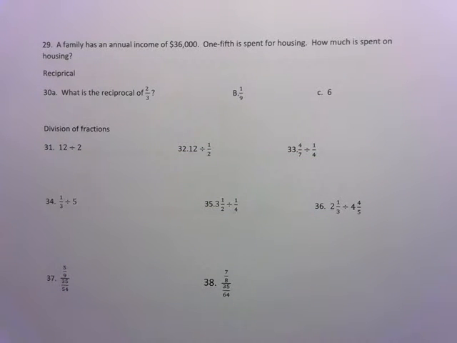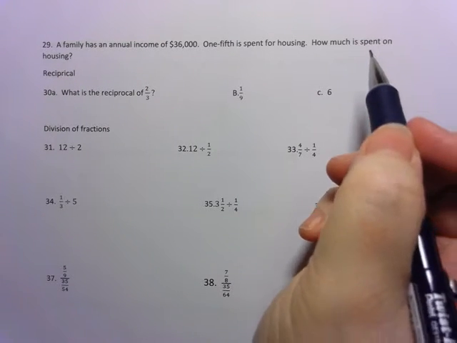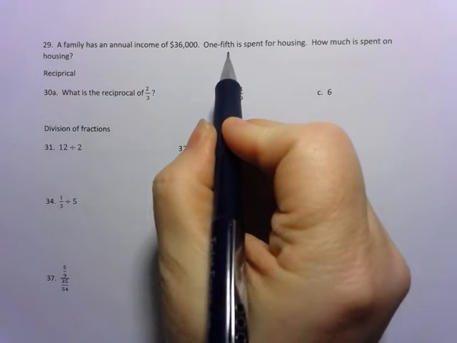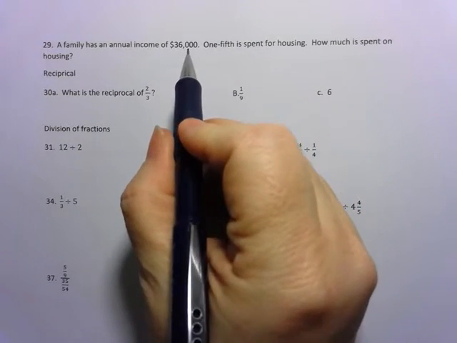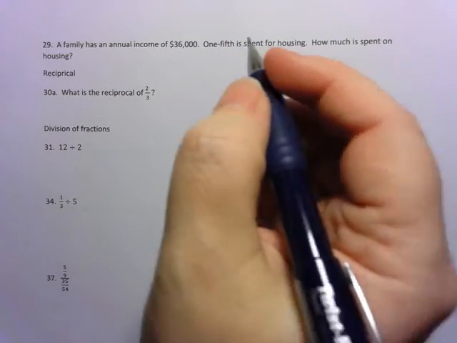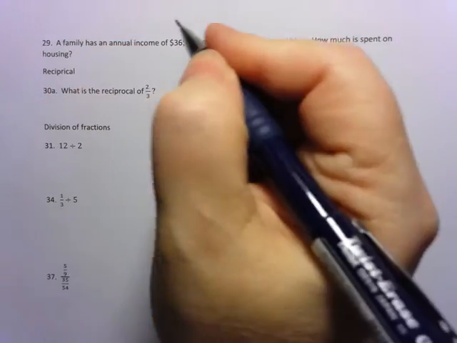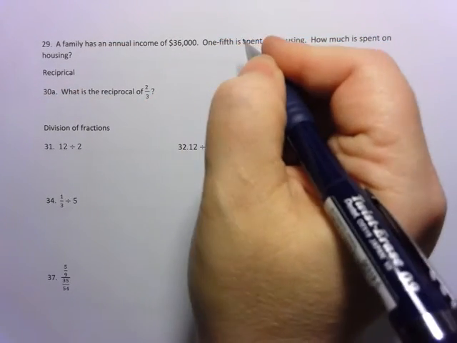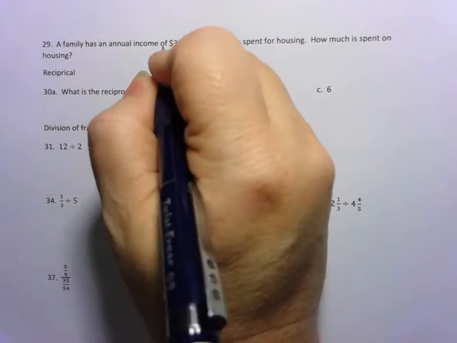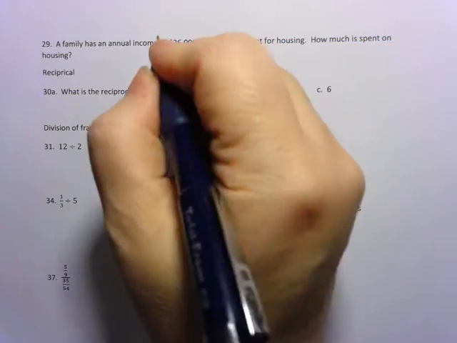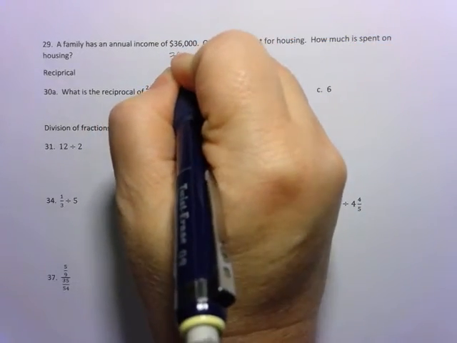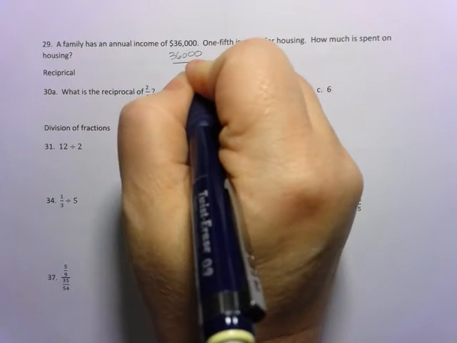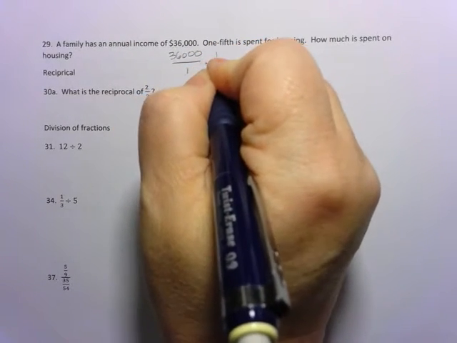We have a family with an annual income of $36,000, and we want to know how much is spent on housing, knowing that 1/5 of $36,000 is spent on housing. Typically, when you hear the word "of," it means multiply. So we have 36,000 over 1 times 1/5.